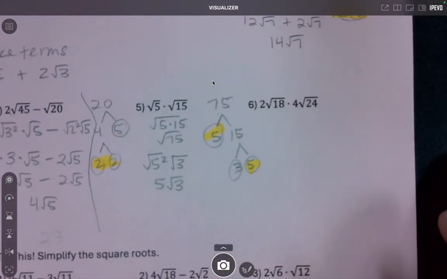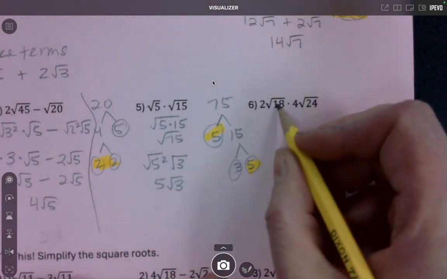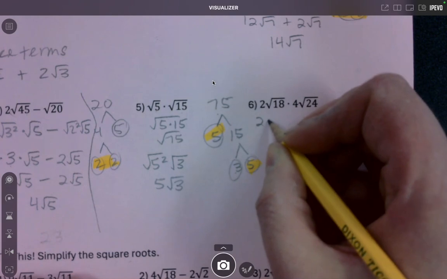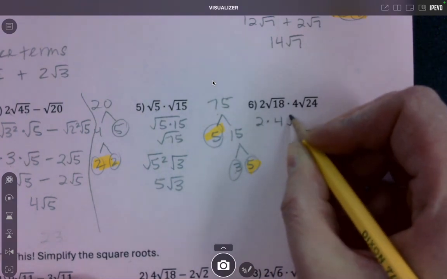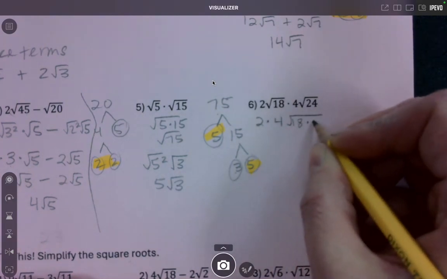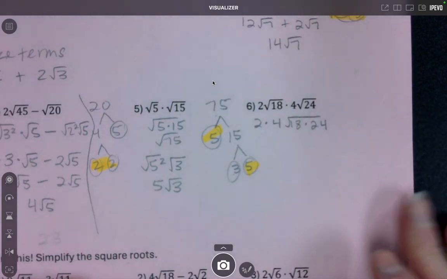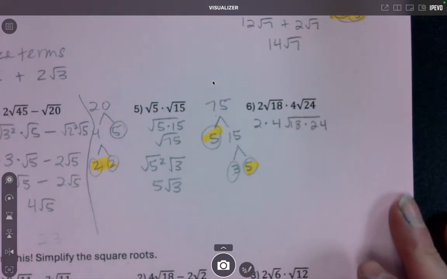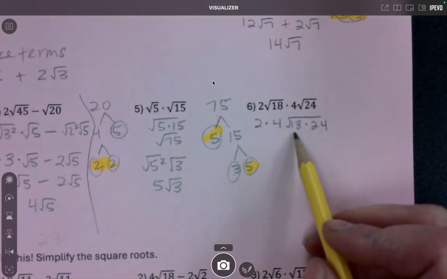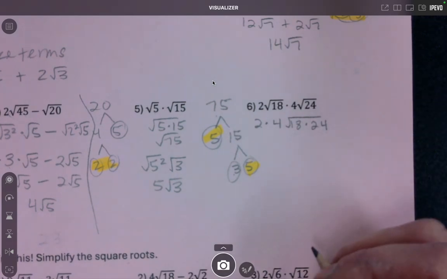Okay, on the last one we do together, we're just going to go ahead and multiply. I can multiply the 2 times the 4, and I can multiply the 18 times the 24. So let's maybe think a little bit this time. I don't really want to multiply 18 times 24, and I don't really know what it is.